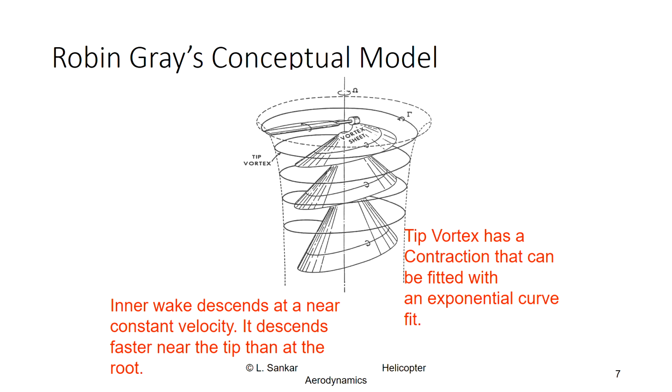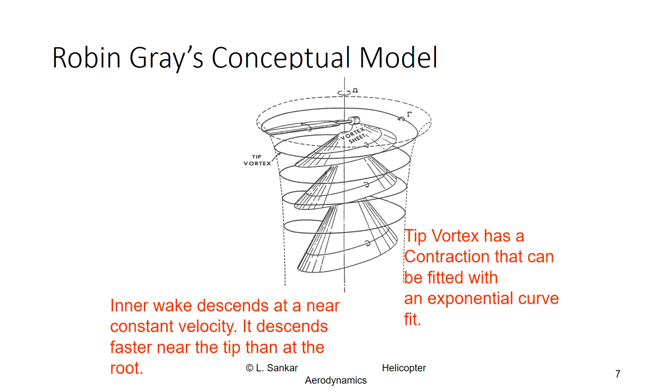So this is the classical picture that Dr. Robin Gray came up with from his smoke visualization. It was not easy. He had a large chamber. He would introduce smoke particles near the blade tip, then darken the room, then use flash photography to light the region close to the blade and take a picture. So, multiple snapshots, trying to see what's going on.